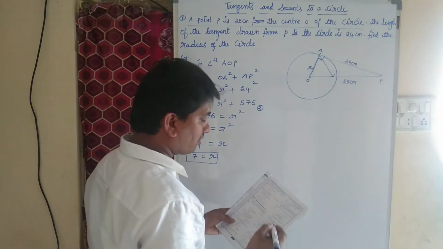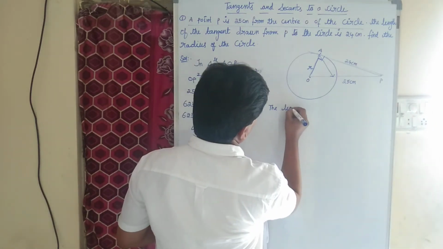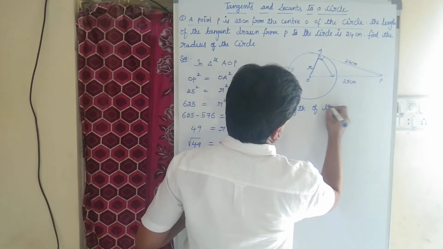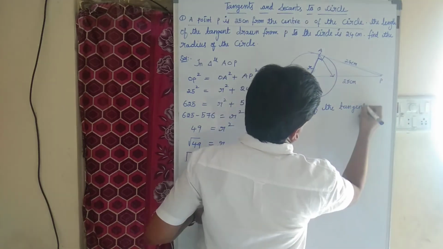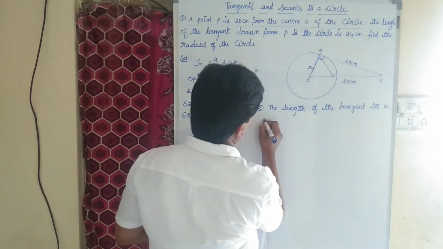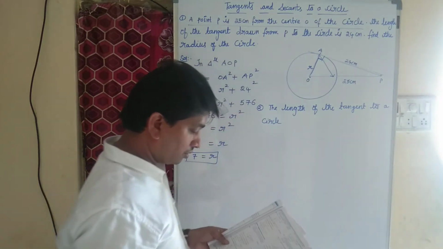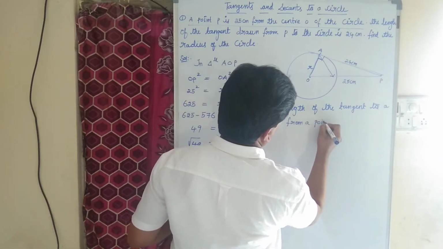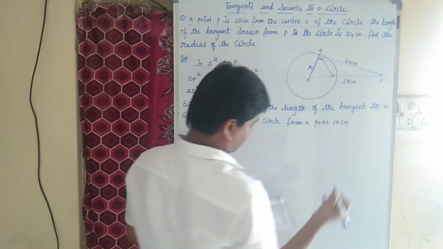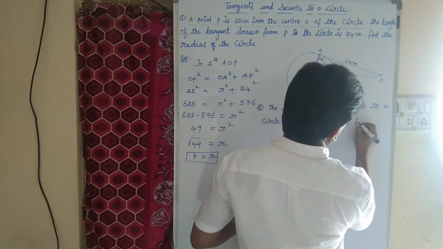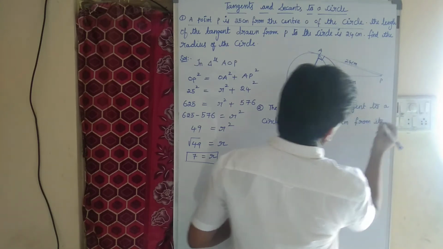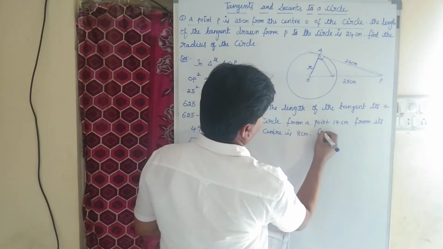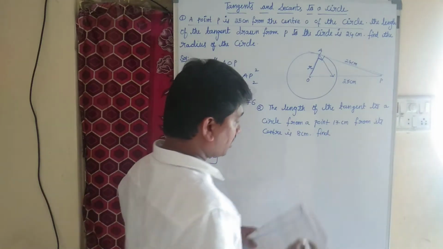Second question, the length of the tangent to a circle from a point 17 centimeter from its center is 8 centimeter, find, they are asking to find the radius of the circle.